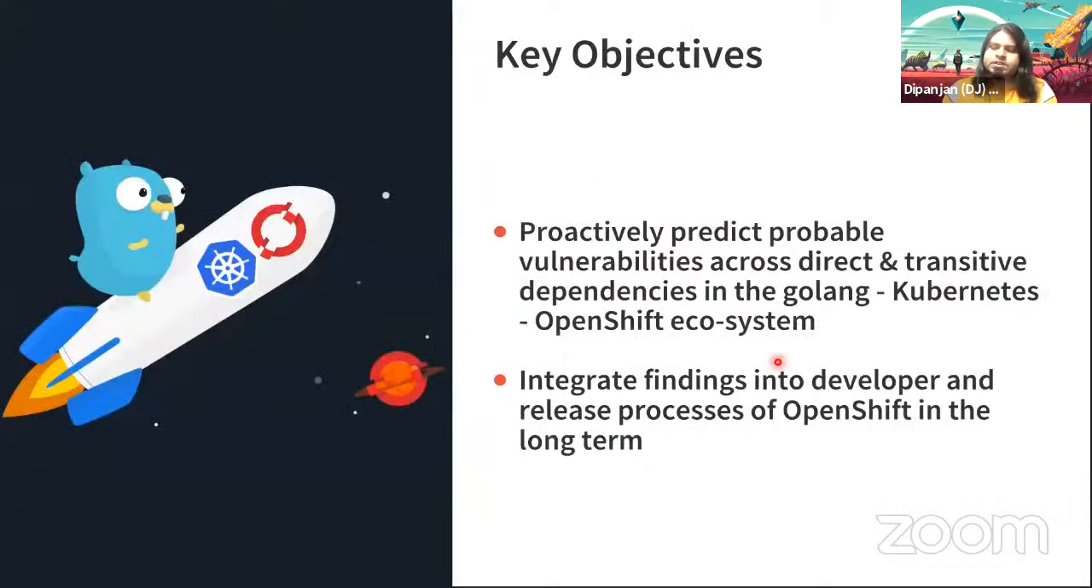And the key objectives for this problem was to proactively predict what could be some probable vulnerabilities across direct or indirect libraries which are being used in the Golang, Kubernetes, OpenShift ecosystem, which is basically a bunch of products which, as some of you might know, IBM and Red Hat are releasing in the cloud domain. So these are tools which can fast pace your development as well as help you scale applications very quickly.